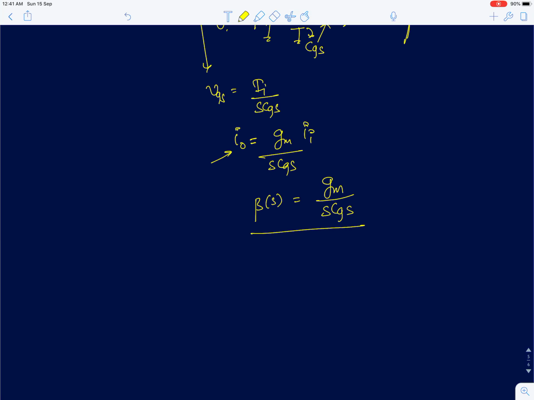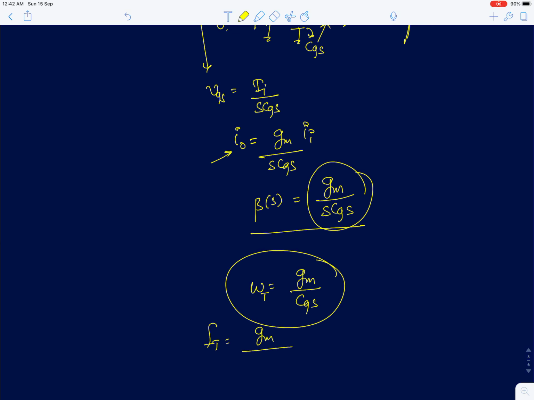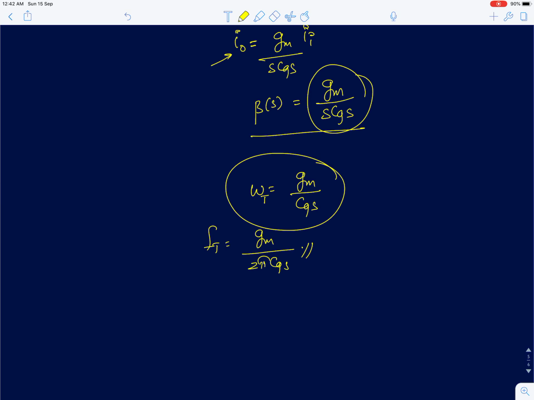Now when this beta of S becomes equal to 1, that occurs at omega equals GM by CGS. At this frequency, which I'm going to call the transit frequency, Ft will be GM upon 2 pi CGS. So at this transit frequency of the MOSFET, the current gain becomes 1, after which it becomes less than 1. Essentially the MOSFET is no longer functional; I can no longer use it as an amplifier.